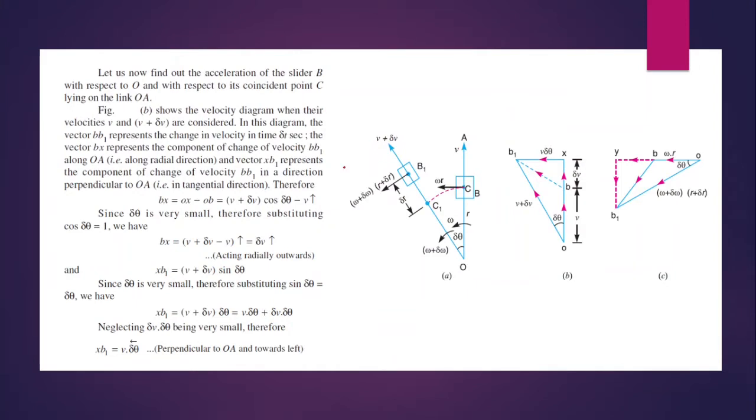Next, let us find out the acceleration of the slider B with respect to O, and with respect to its coincident point C. We can calculate the acceleration of slider B with respect to the coincident point C and the acceleration of the slider B with respect to O separately. This figure B shows the velocity diagram when the velocities v and v plus delta v are considered.